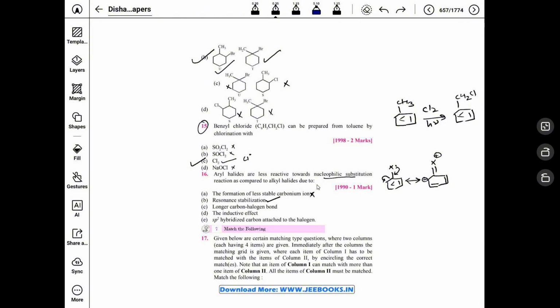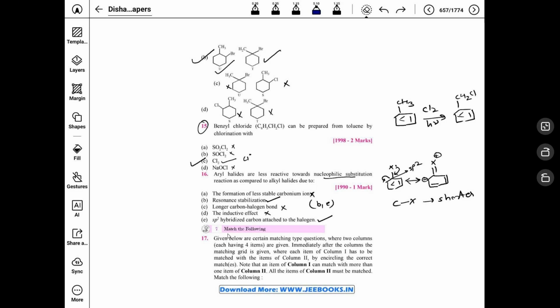Longer carbon halogen bond, this is not correct, because this carbon is sp2 hybridized, due to which the carbon halogen bond is shorter, not longer. The inductive effect, this is also not valid. sp2 hybridized carbon attached to the halogen, yeah, this is correct. So B and E are the correct answer for this question.